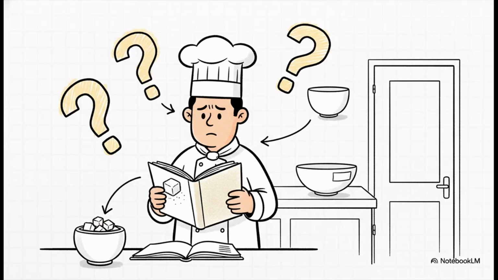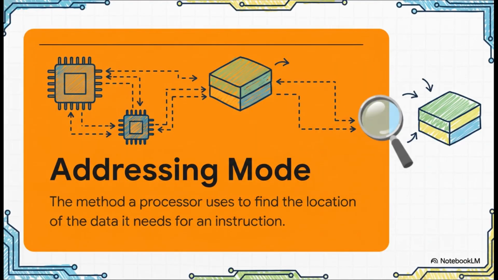They're ready to cook. The recipe, our program, says add sugar. But where's the sugar? Is it right there in the recipe? Is it in a special bowl? Is it tucked away in the pantry? The very first step is always finding the ingredients. In the world of microchips, this whole process of finding the ingredients has a name. It's called the addressing mode. It's just the processor's method for finding the exact piece of data it needs for whatever instruction it's working on.